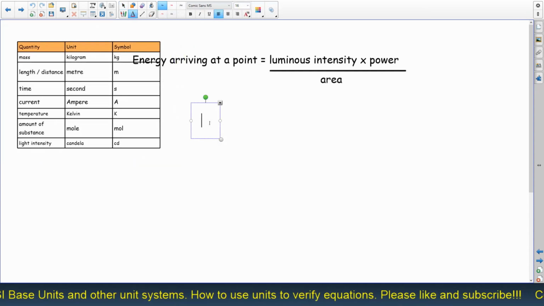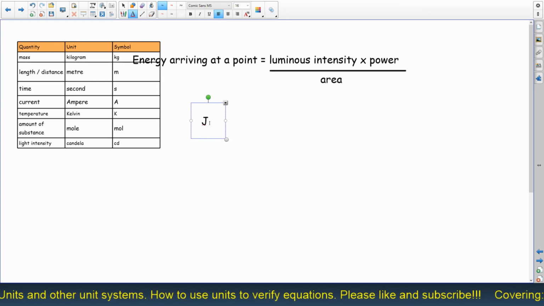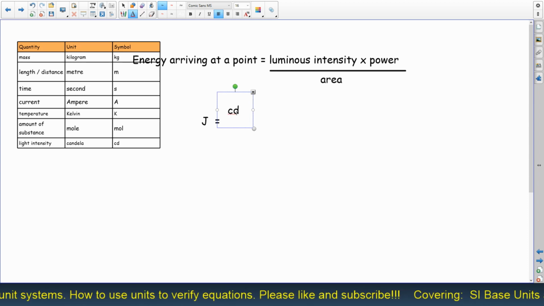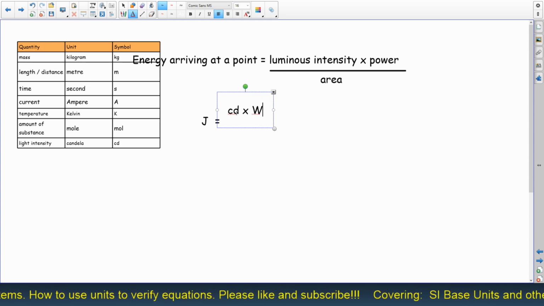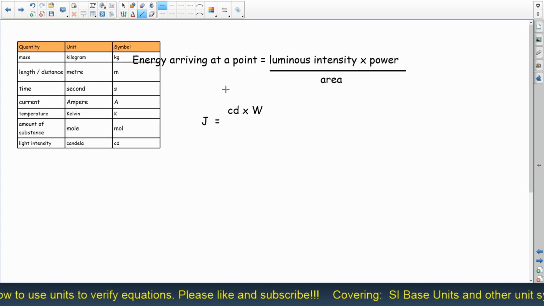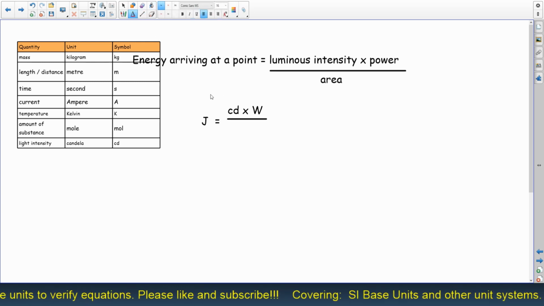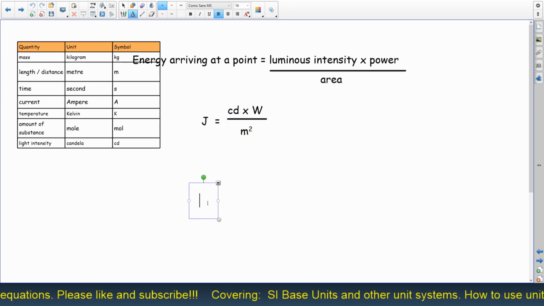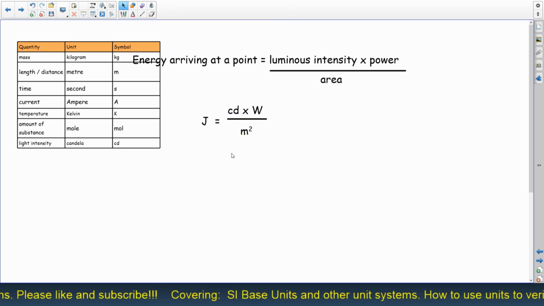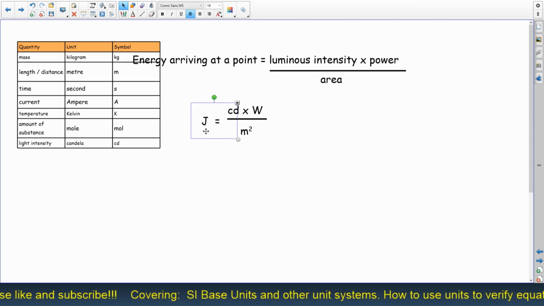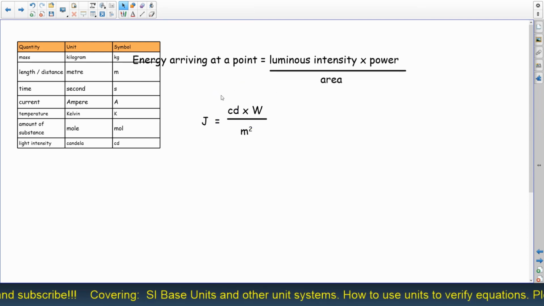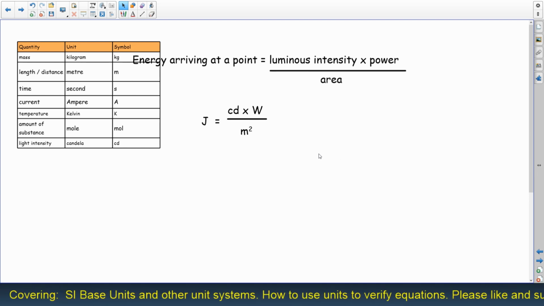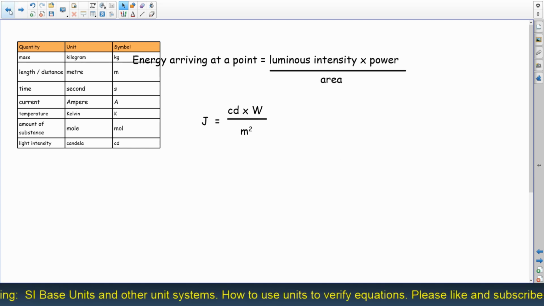So the energy arriving at a particular point would have to be measured in joules. And that would have to equal the luminous intensity, which we measured in candela, multiplied by the power, which would be measured in watts, divided by the area, which would be measured in meters squared. Now for this to actually function, then what I would have to have is that the base unit of joules would have to equal the base unit of this side of my equation. All right, so let's have a look and see if that is actually true.